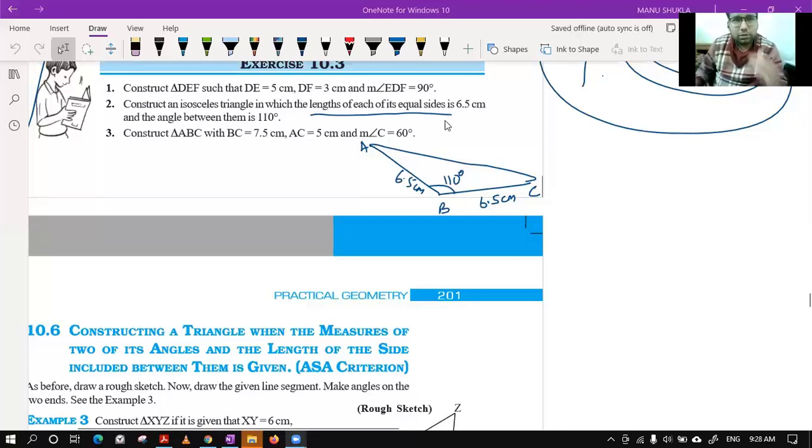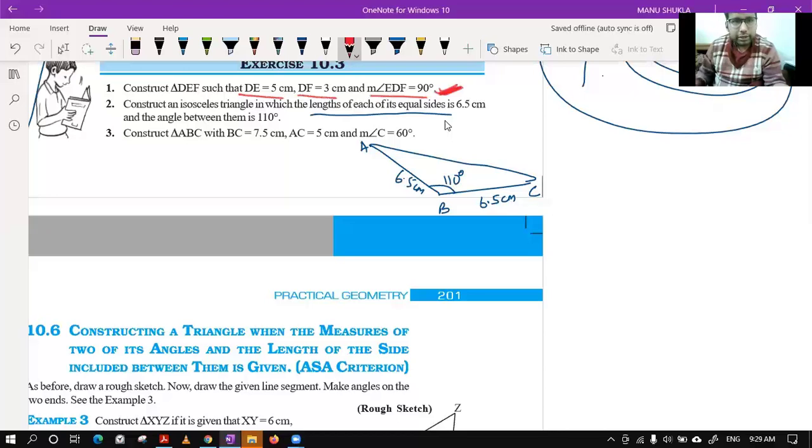The first one is: construct triangle DEF such that DE equal to 5 centimeter, DF equal to 3 centimeter, and angle EDF is 90 degree. First, let's try this one. I guess this one we have done. Class, the first one is done. Please confirm.